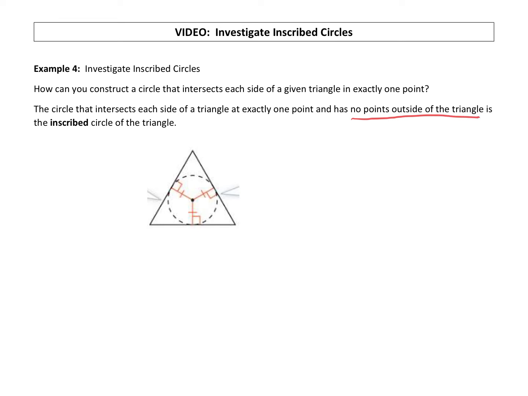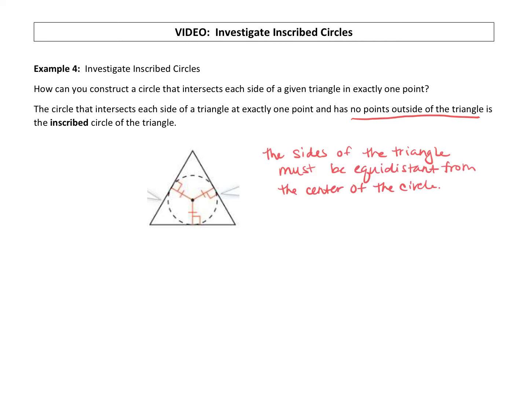And the sides of the triangle must be equidistant from the center of the circle. So go ahead and write that in. Pause if you need to. So the side of the triangle is the same distance to the center of the circle. You can see that in the picture.